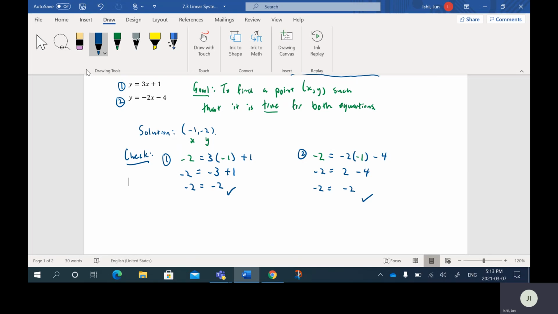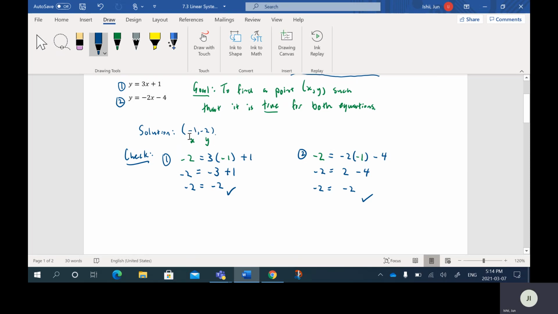Now, the thing about this system is that negative 1, negative 2 is the only point for which, when you plug it into both of these, the left side matches the right. Okay? No other point will work. So no other point will allow you to have the left side match the right for both. So that's what it means to be a solution.